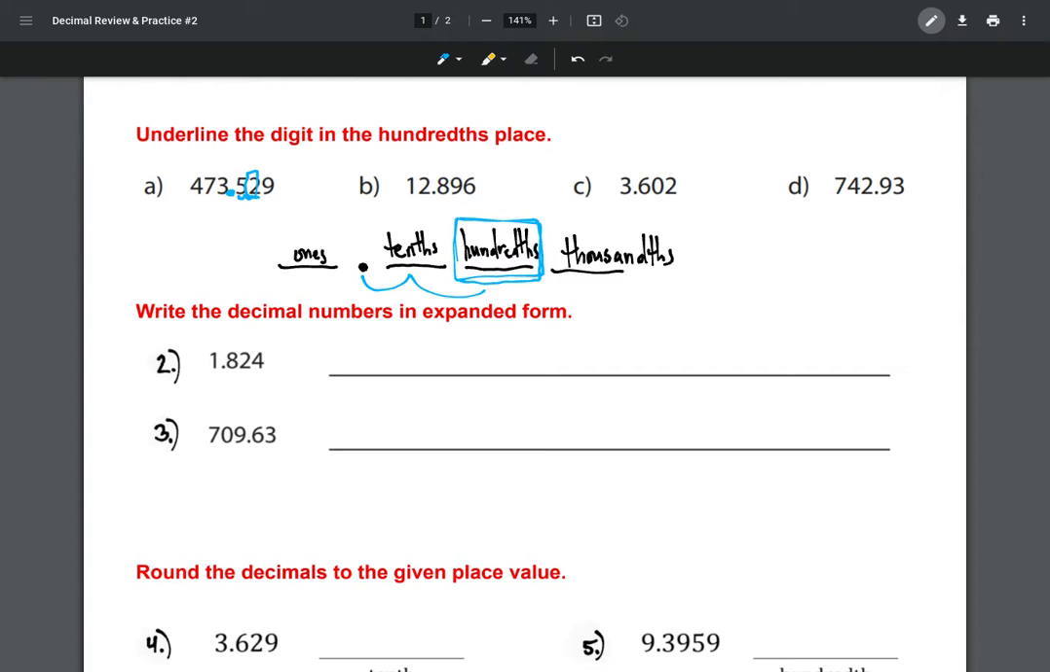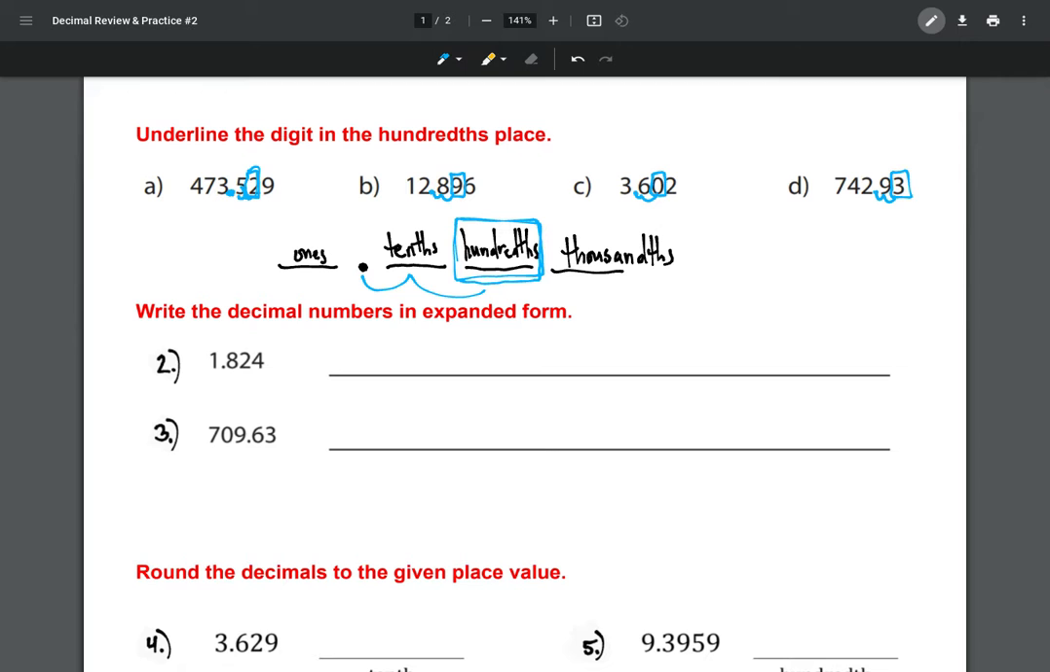So in letter A, there's a 2 in the hundredths place. Here's our decimal, 1, 2. B has 9 in the hundredths place. Here's our decimal, 1, 2. C has 0 in the hundredths place. And in letter D, here's our decimal, 1, 2, 3 in the hundredths place for letter D.